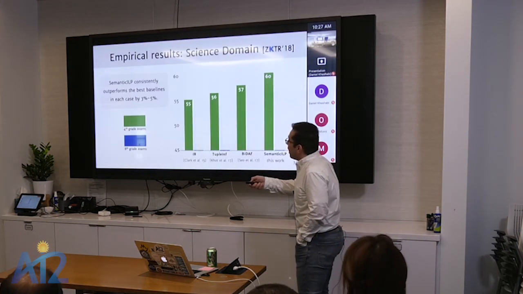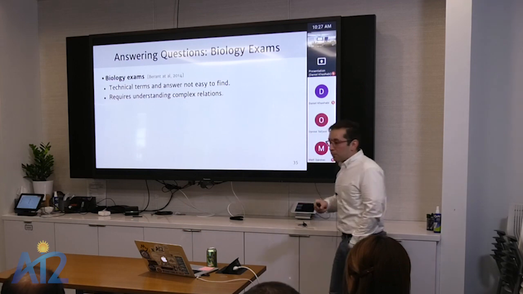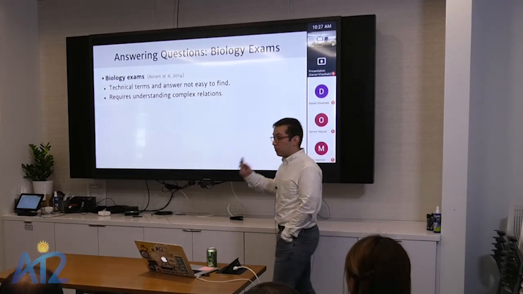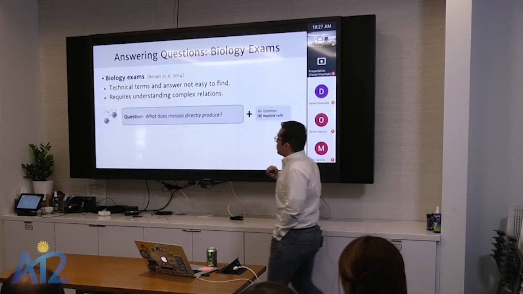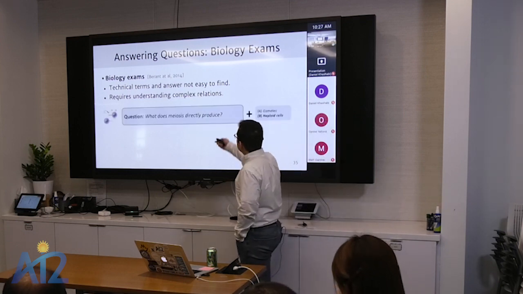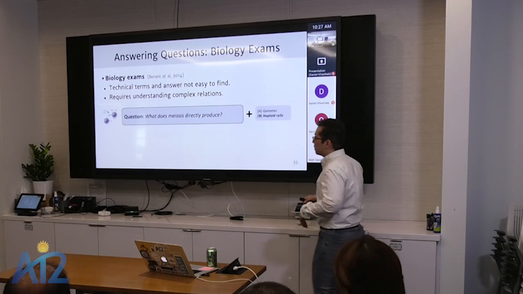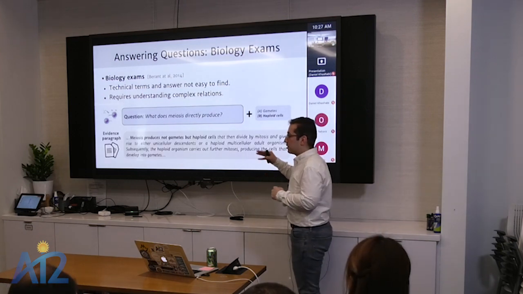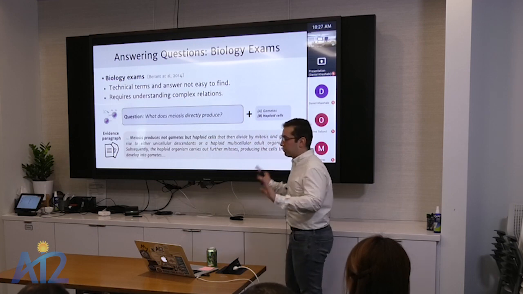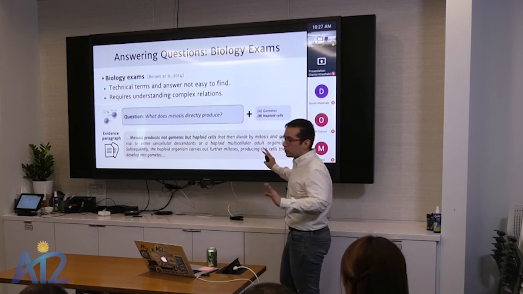Well, I'm gonna add an extra twist here, and I'm gonna evaluate the same system on a different data set. I'm gonna evaluate on biology exams, which have questions like this. What does meiosis directly produce? A bunch of candidate answers. So same kind of structure, but in terms of vocabulary, in terms of what they ask for, it is very, very different. These are questions that are relatively technical.